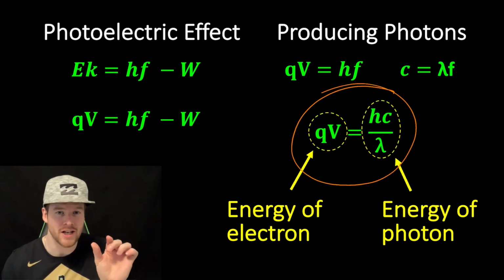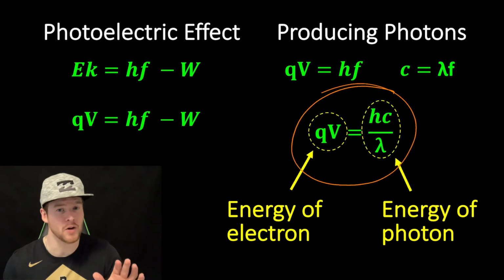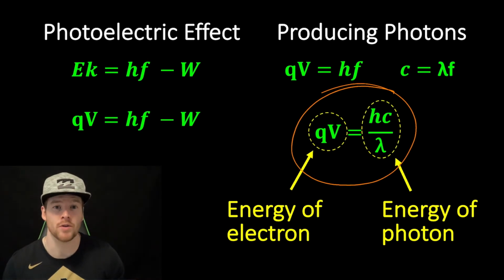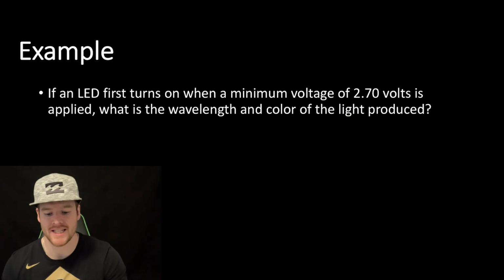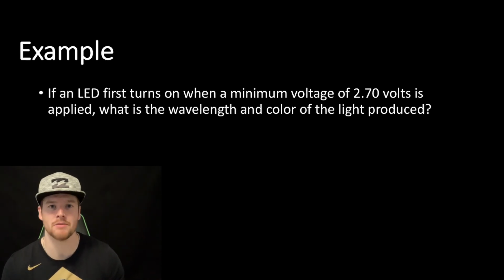But as you start turning up, it's still not going to be on for a little while. But once you hit that threshold voltage, enough energy is in those electrons to make photons or make that light, and then it's going to turn on. So we can see that in this example here. It says if an LED first turns on when a minimum voltage of 2.70 volts is applied, what is the wavelength and color of the light produced?